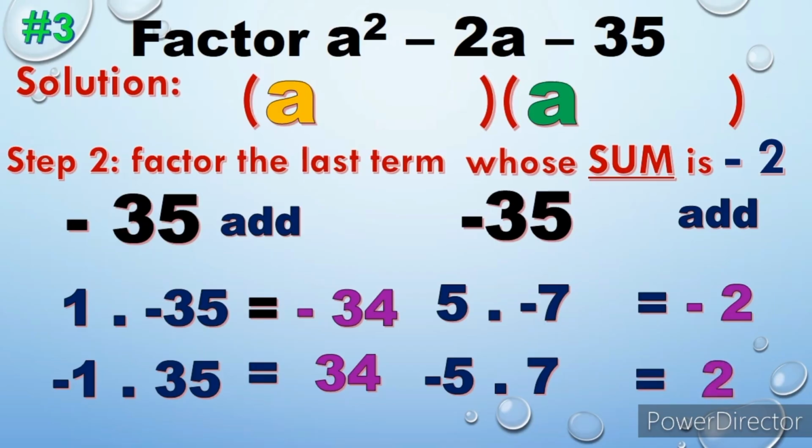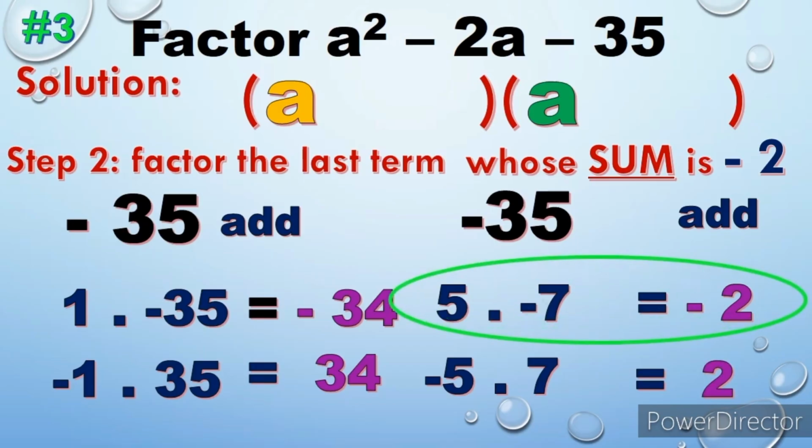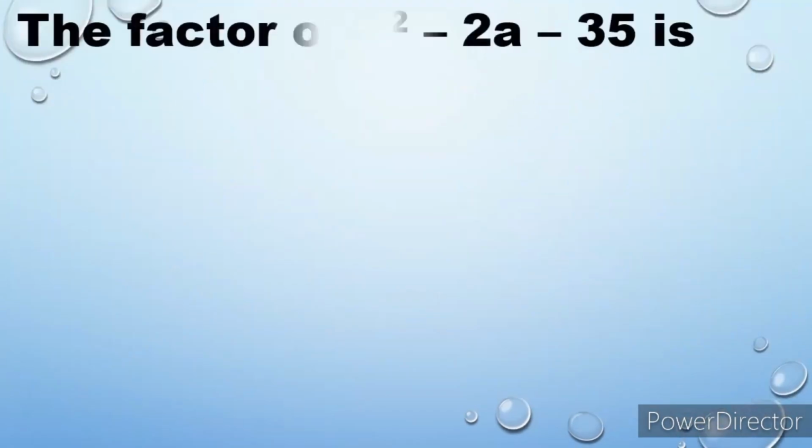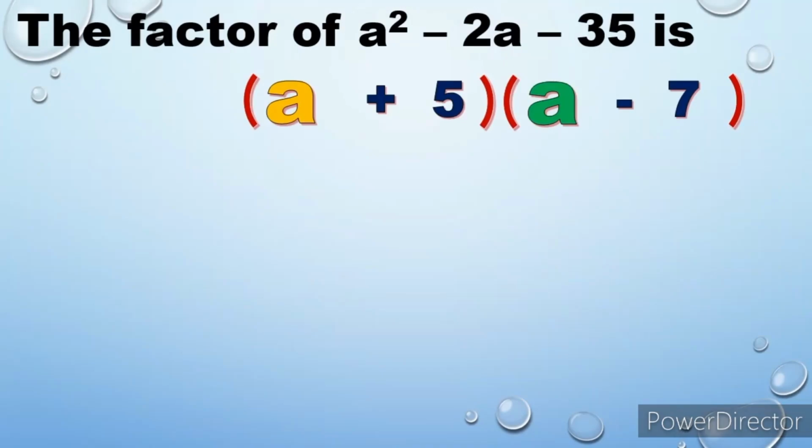Okay, yung sum na nahanap natin, which is negative 2, andun siya sa factor na 5 times negative 7. So, yun yung gagamitin natin as factor. So, it becomes a plus 5 and a minus 7. So, the factor of a squared minus 7a minus 35 is a plus 5 times a minus 7.